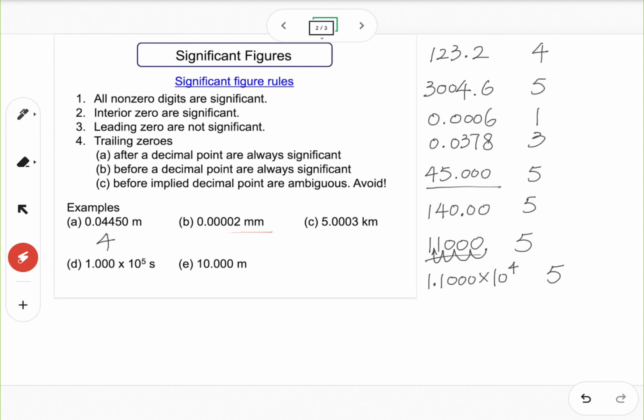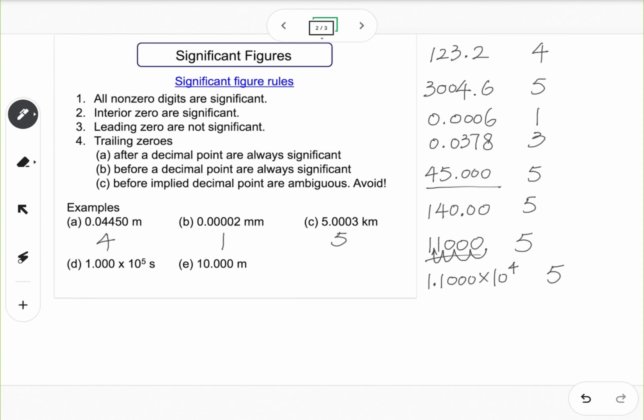Example B, you have 5 leading zeros here. They are not significant, and 1 non-zero digit. So significant figures would be 1. Example C, 3 zeros between 2 non-zero digits, they are significant. So significant figures would be 5.